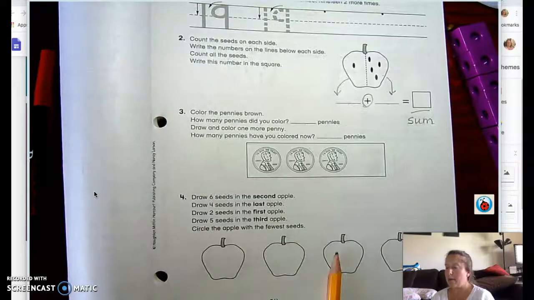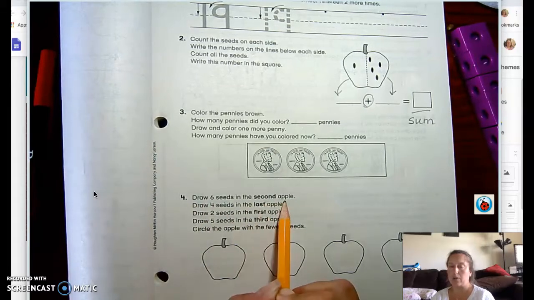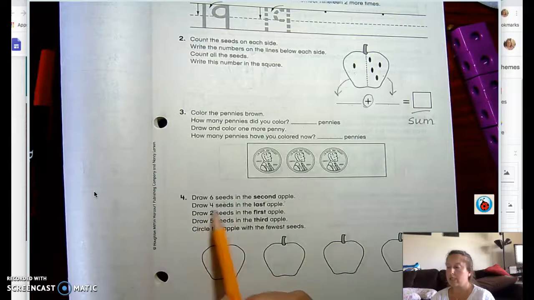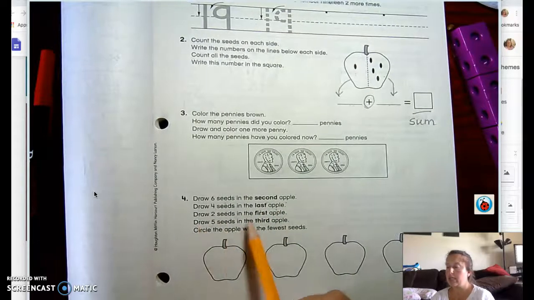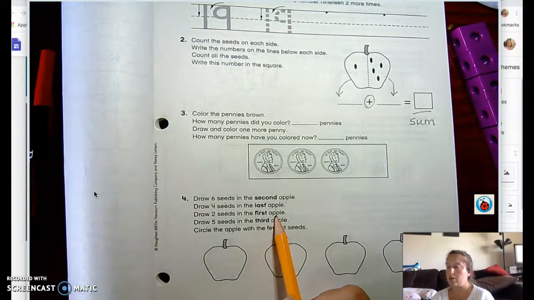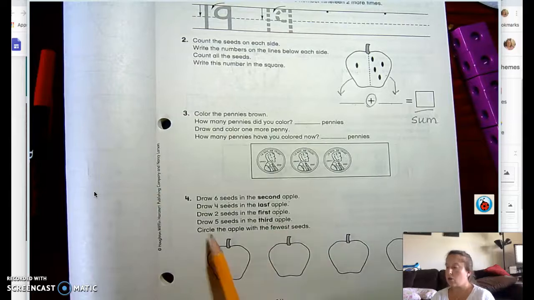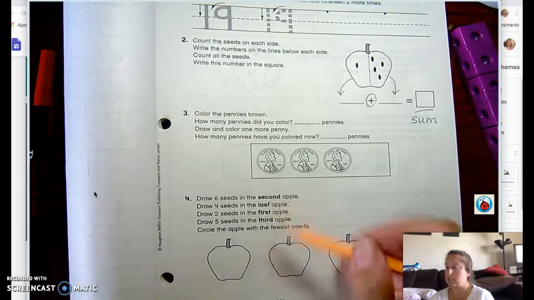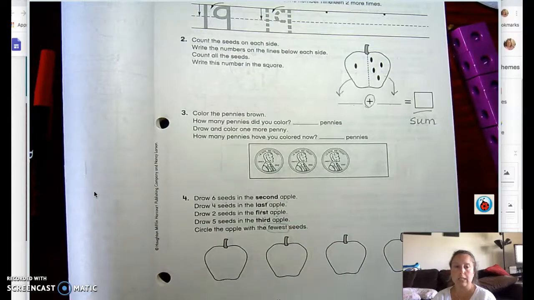Lastly, we have 4 apples. Draw 6 seeds in the second apple. Draw 4 seeds in the last apple. Draw 2 seeds in the first apple. Draw 5 seeds in the third apple. Circle the apple with the fewest seeds. The fewest means the smallest number of seeds. You should pause me now so you can finish working, and when I come back, all the answers will show.